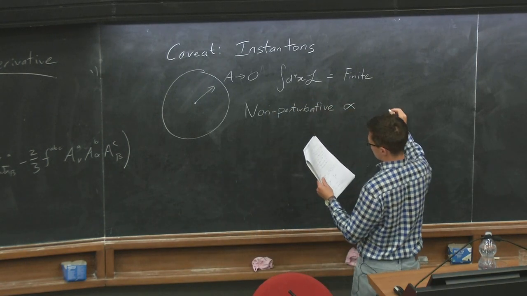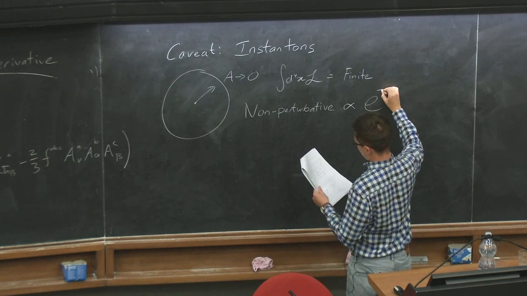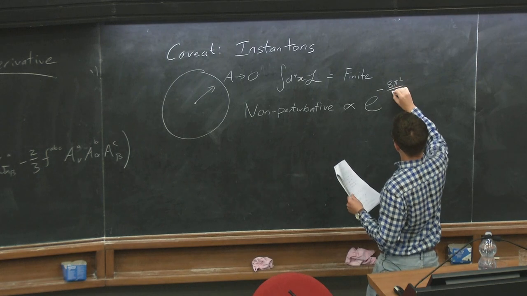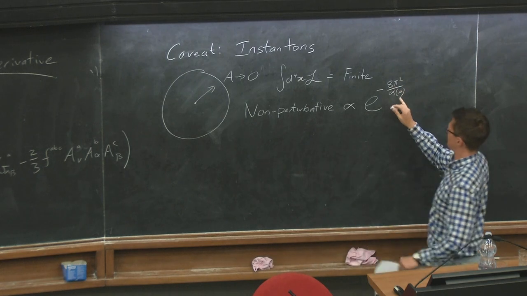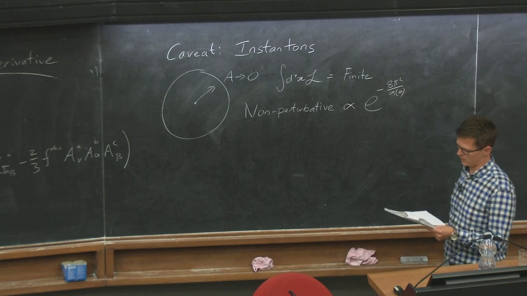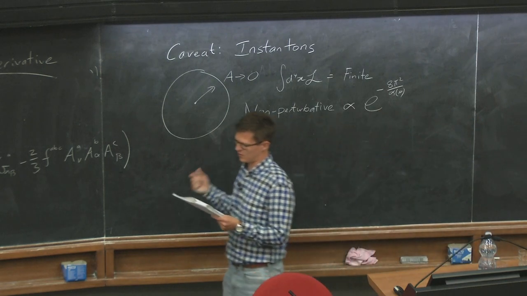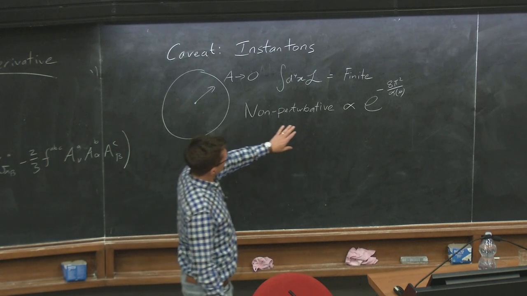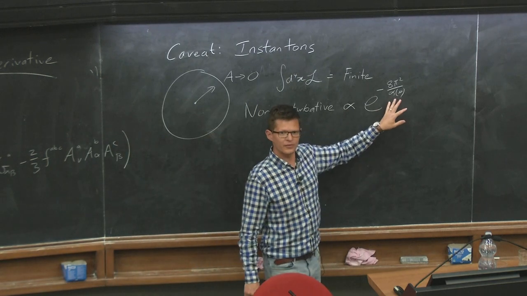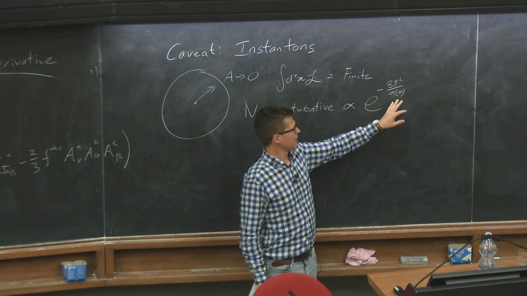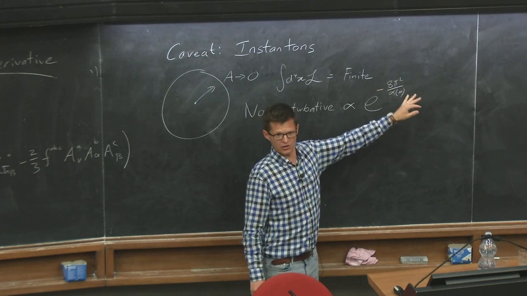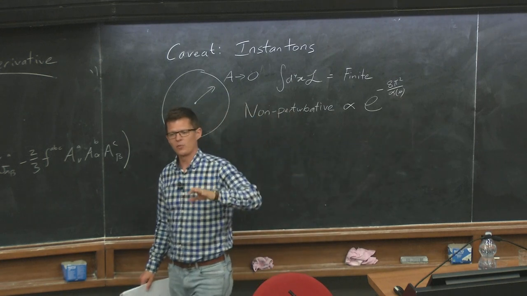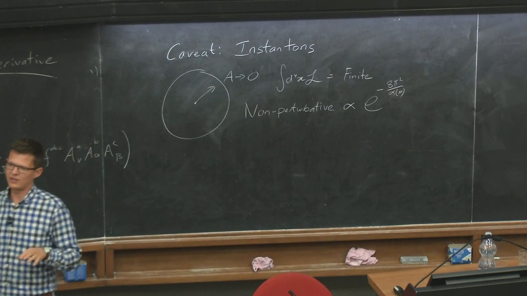They always come out looking like this, e to the minus 8 pi squared over g squared, evaluated at some RG scale. So this is the fine structure constant of the gauge coupling, alpha, which is g squared divided by 4 pi. This tells you that whenever your theory is perturbative, if alpha is a small number, then this exponent is minus a large number, so these effects will typically be very, very small. So that's why we never talk about them for the electroweak interactions.